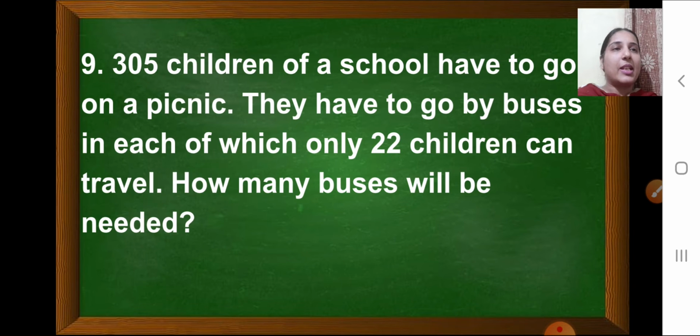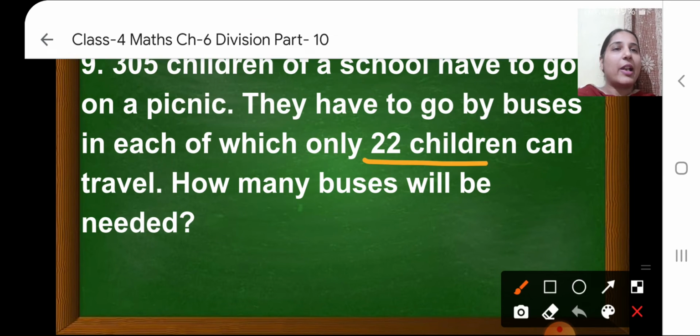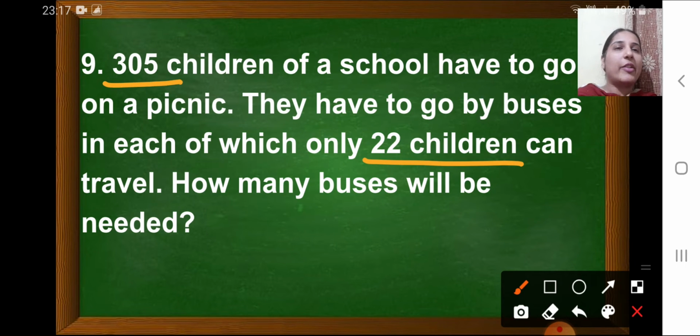Now question number 9 is, 305 children of a school have to go on a picnic. They have to go by buses, in each of which only 22 children can travel. How many buses will be needed? That you can very easily correlate with this situation. Like when you go to the picnic, suppose you are going to the picnic from school. Suppose in each bus only 22 children can travel and the total number of students is 305 children. So how many buses will be needed?